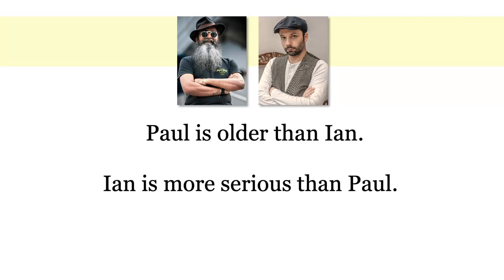In the first sentence, we add er to the adjective old to make the comparison. In the second sentence, we use more before the adjective serious. This is because we use er for short adjectives and more for longer adjectives. Look, old just has one syllable or beat, old. But serious has three. So we use more for longer words. Let's take a closer look.